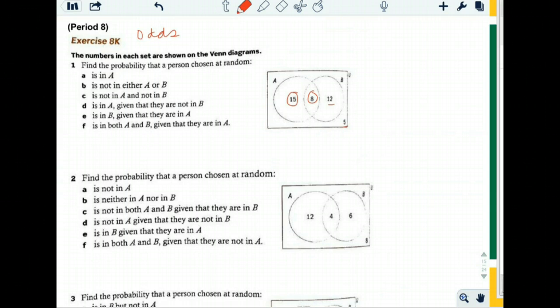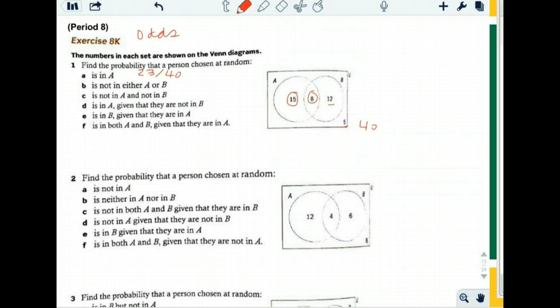So the total is 20 plus 20 is 40. So there's a 40 person total. So A would be 23 out of 40, right? 15 plus 8 out of 40.